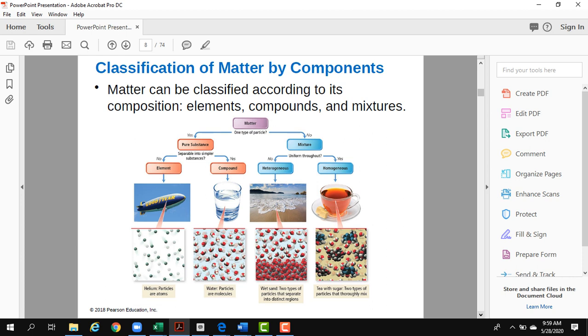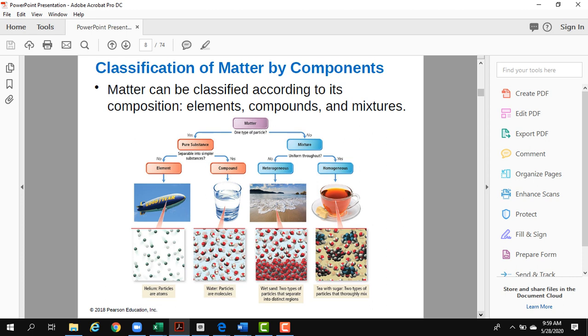And what else is a pure substance? Pure water. Tap water is not pure because it has added ingredients. But pure water, just H2O, or carbon dioxide, can be a pure substance, a compound.